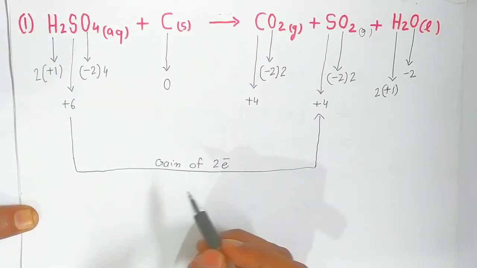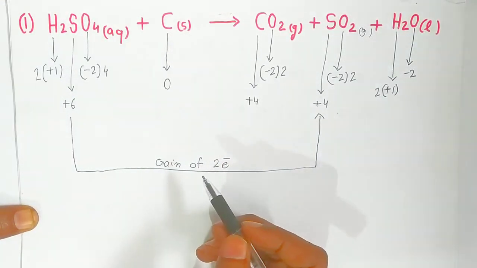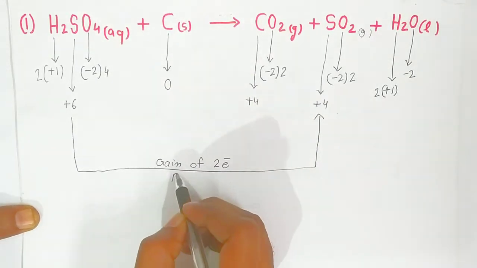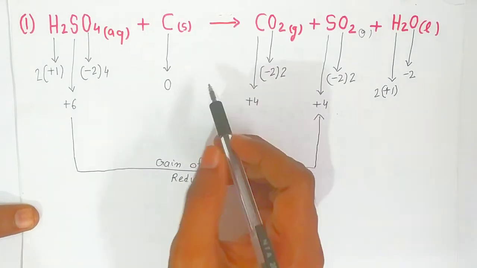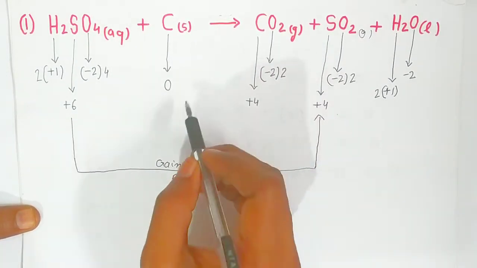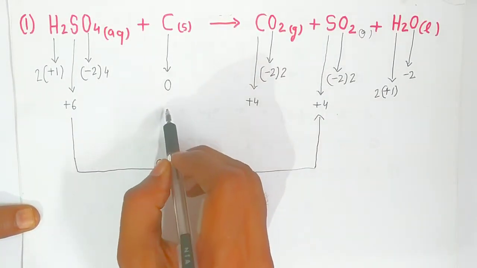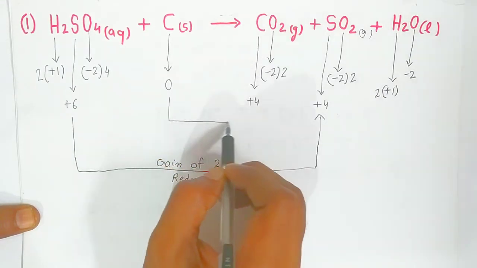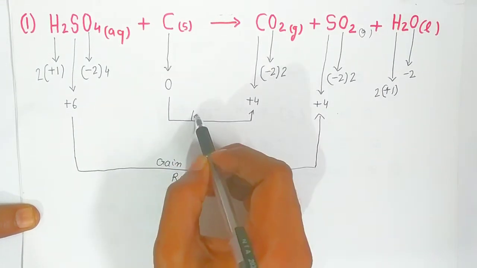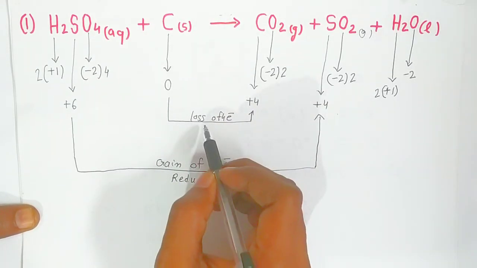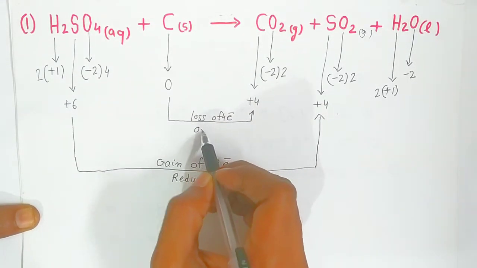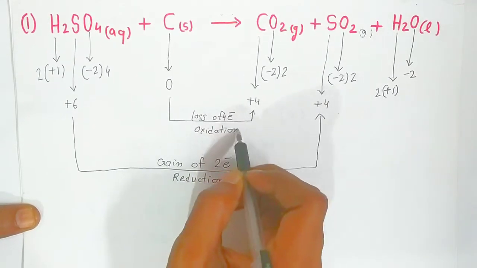Okay students, gain of electron is called reduction. Now in carbon dioxide, the oxidation number of carbon increases from 0 on the reactant side to +4. We lost 4 electrons, and since the oxidation number increases, that means oxidation.